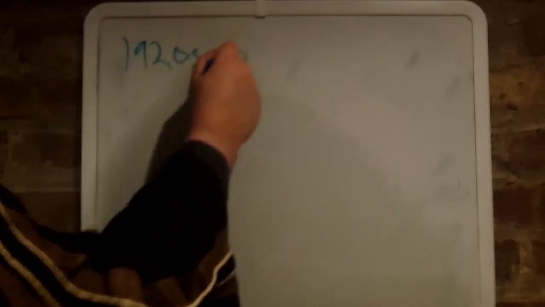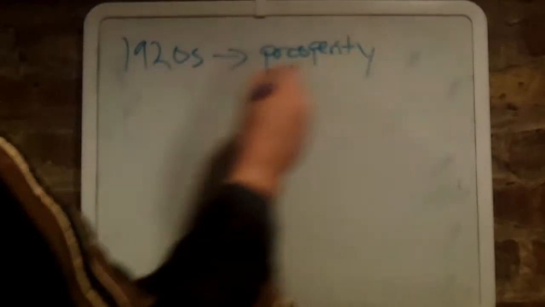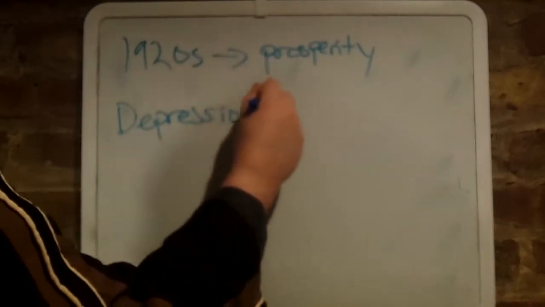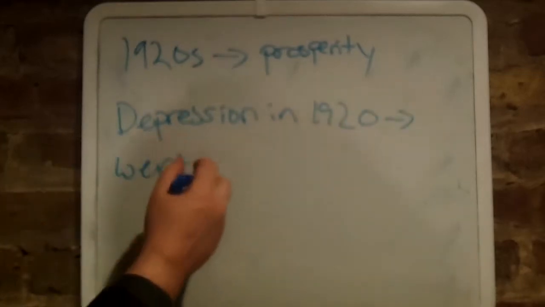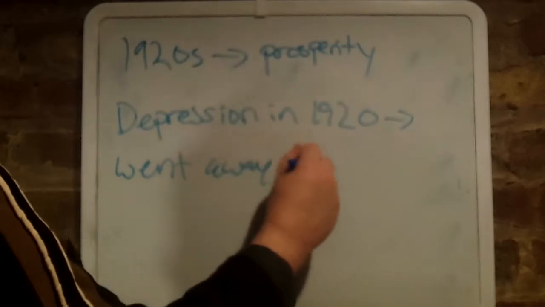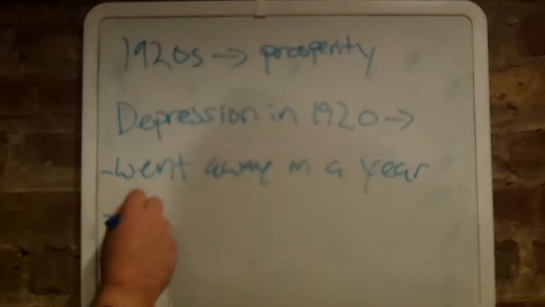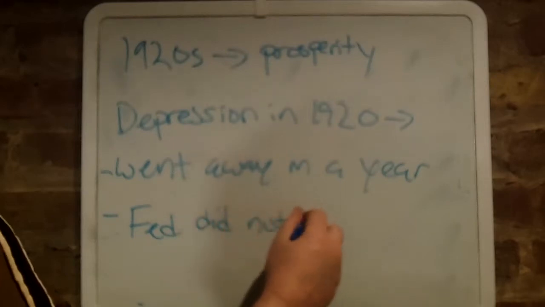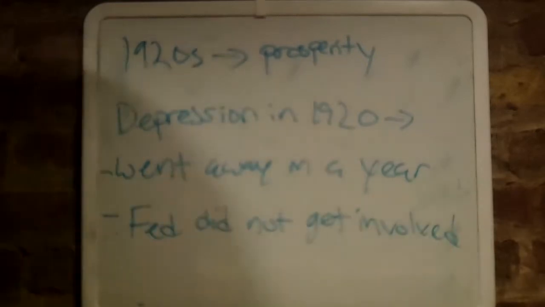Okay, so then in the 1920s, despite Prohibition, we have prosperity for the most part. There was a depression in 1920 that often gets overlooked. And it was a pretty big stock market crash, but it went away in a year. And the federal government did not do a whole lot there. And that was all about to change. We have another big crisis.